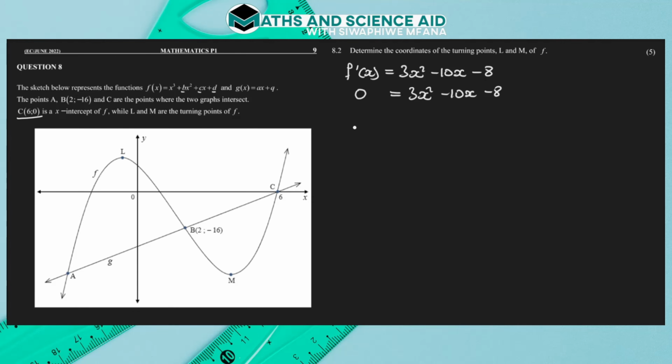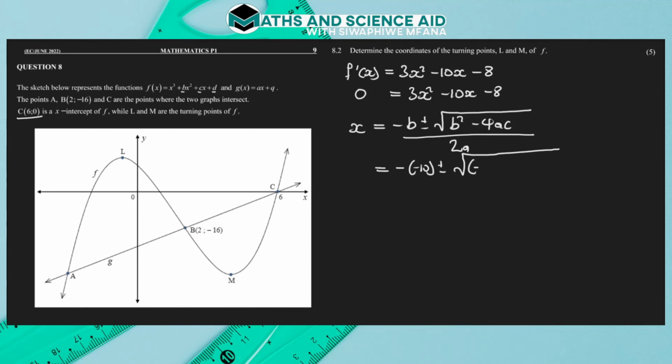So to do this, we can just simply make use of the quadratic formula. So x equals minus b plus or minus the square root of b squared minus 4ac, all divided by 2a. So b is negative 10. So we also have negative 10 here, all squared. a is 3 and c is negative 8. Then we must divide this by 2 into 3.